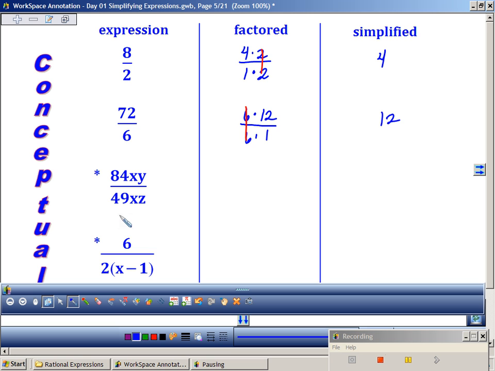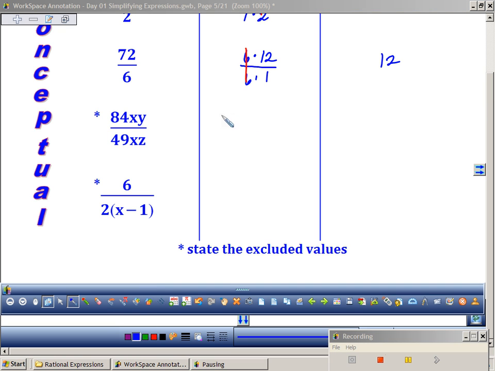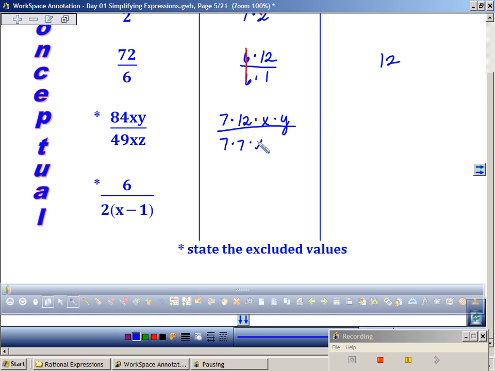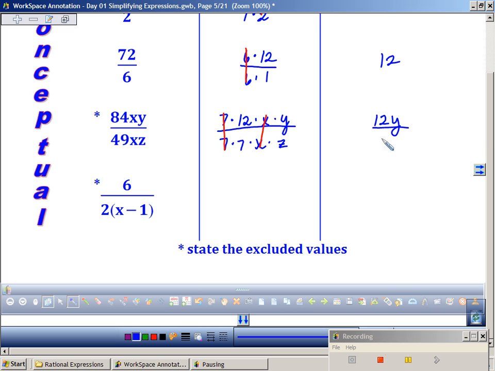Let's factor this one. Who can factor that one for me? 7 times what? 7 times 12 is 84, times x, times y, 7 times 7, times x, times z. Let's go find the 1. There's a 1. There's a 1. That's it, right? No. 12y over 7z. I should be doing equals, equals, equals, equals.